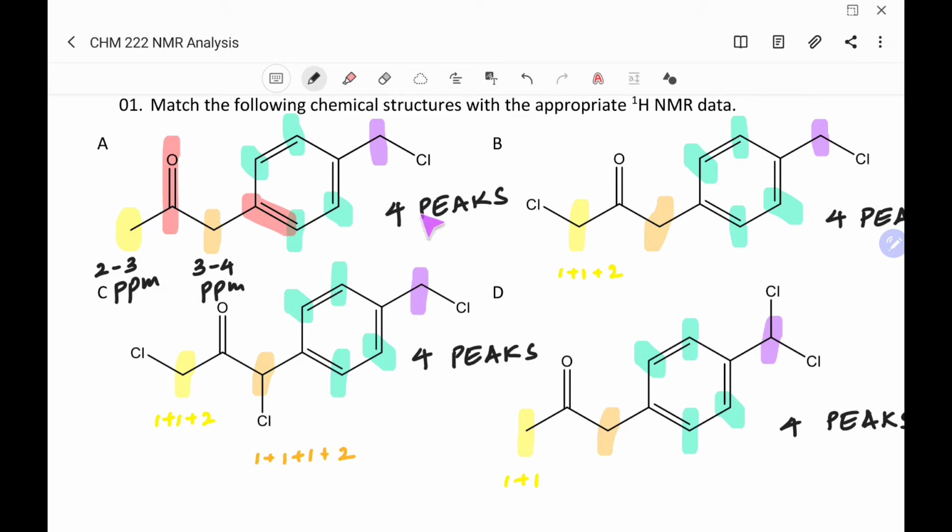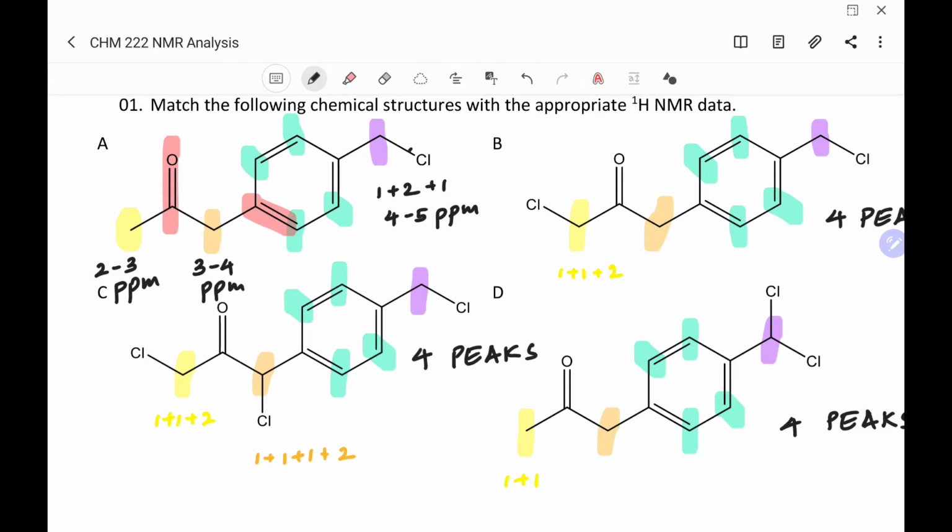But the next peak that I am interested in studying is the CH2. Okay, so typically the baseline is 1 ppm. Chlorine will add 2 ppm, and then the benzene will add another 1 ppm. So the total will be 4. So your peak could be around 4 to 5 ppm. All right. So these are the peaks that I am expecting for molecule A.